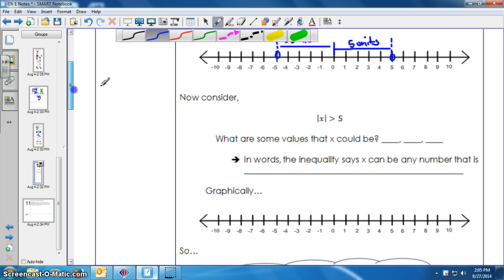Now consider the absolute value of x is greater than 5. So what are some numbers that we could plug in there? We could plug in 6. We could plug in 8. We could also plug in a negative 7. So in other words, the inequality says x can be any number that is more than 5 units.